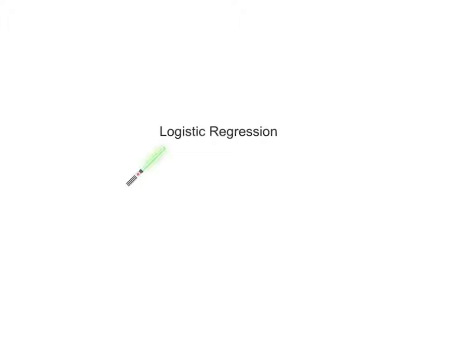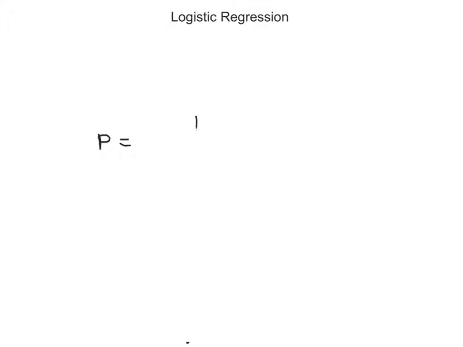In this lesson, we're going to look at logistic regression. Let's start with the logistic regression model, which is that the probability of getting a positive outcome is 1 over 1 plus e to a negative alpha. Okay, so the question is, what is alpha?